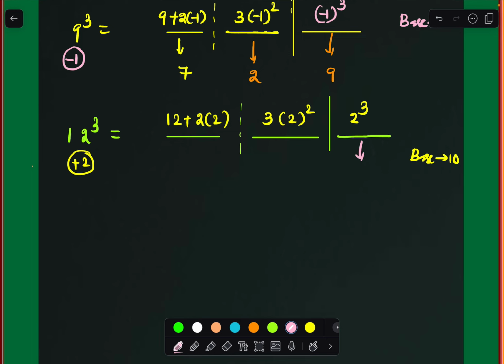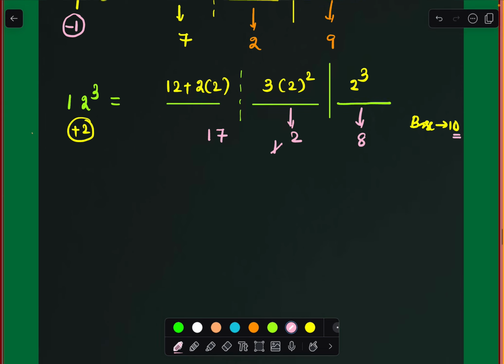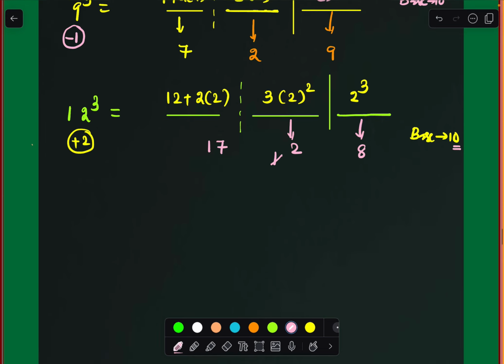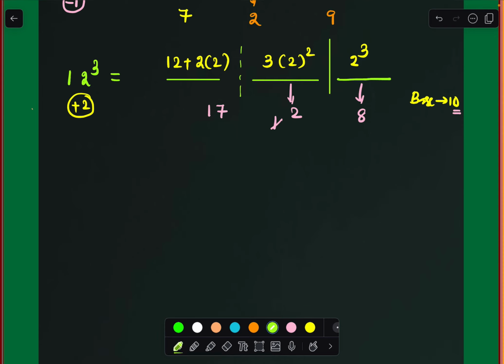What will you get? 2 cube equals how much? We'll write 8 only here. And here 3 into 4 is 12, but we have to write 2 only, 1 is a carry. And here 12 plus 4 is 16, 16 plus 1 will get 17. So in each and every place, as many zeros as are there in the base, that many digits we have to fill. The extra we need to carry forward, right? This is the technique. 12 cube also I calculated, I got 1728.